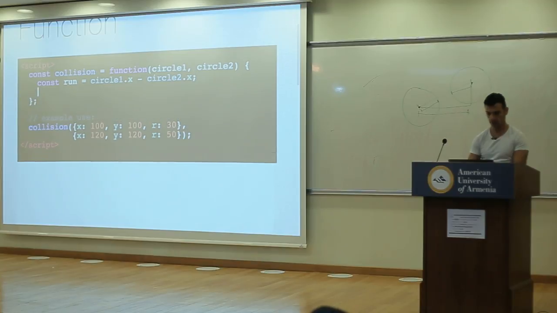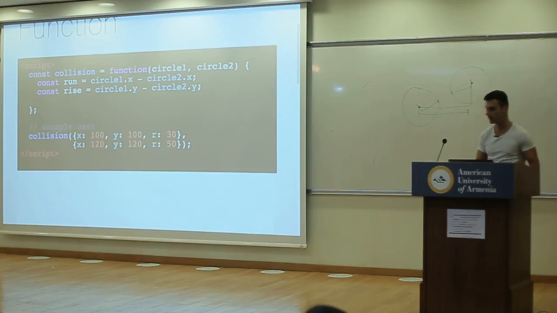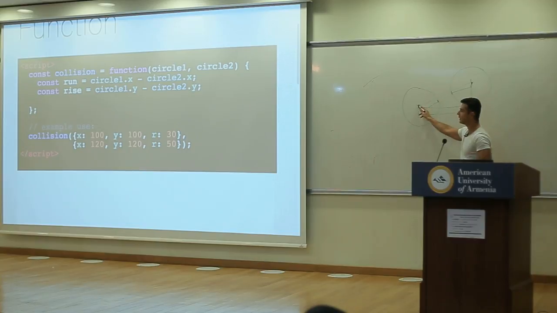And we must also find the rise. Circle 1 dot y minus circle 2 dot y. Is that correct? Yeah. Okay. Now that will give me this, right? Now I need to find this.